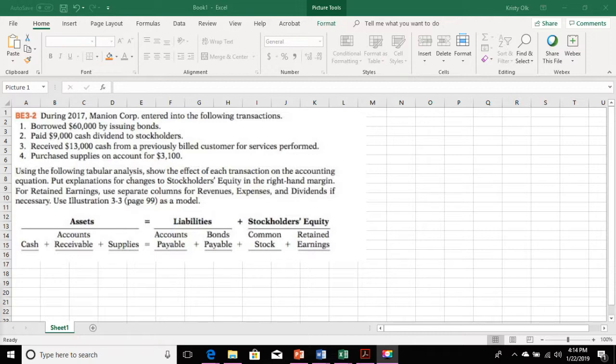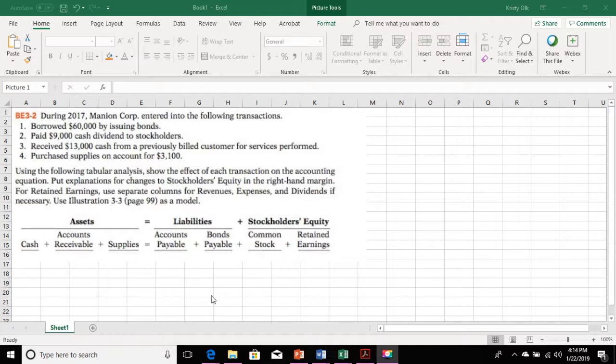I'm going to show you how to do the tabular analysis in Excel. I'm a big proponent of using Excel whenever possible in order to make your life easier. The more familiar you get with Excel, the better off you will be in all business. So we're going to do problem BE 3.2.